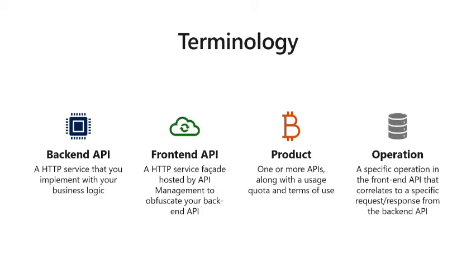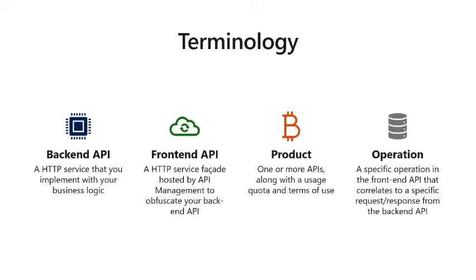It has different terminologies, which are backend API, frontend API, product, and operations. Backend API is an HTTP service that implements your API and its operations. Frontend API, or APIM API, does not host APIs. It creates facades for APIs to customize according to your needs without touching the backend API.